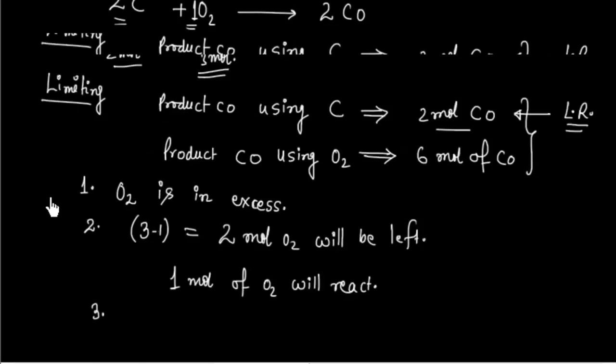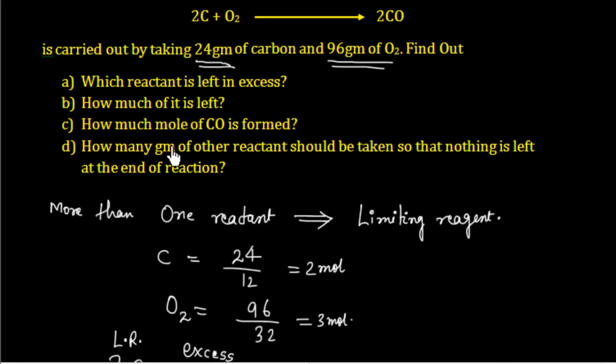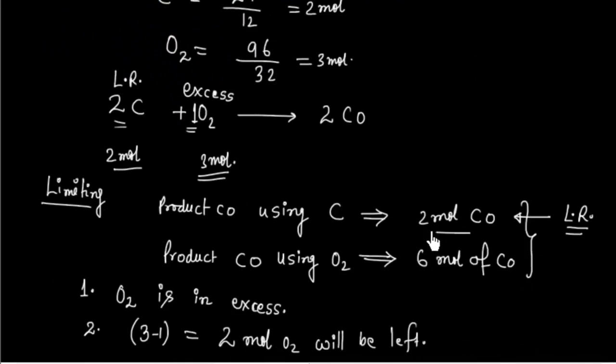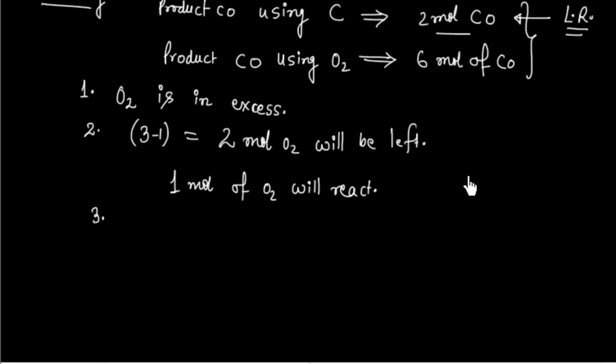Now the third one, how many mole of carbon monoxide will be formed? That is 2 mole of CO will be formed, because the one that gives you lesser amount of product decides it, so 2 mole of carbon monoxide CO will be formed.